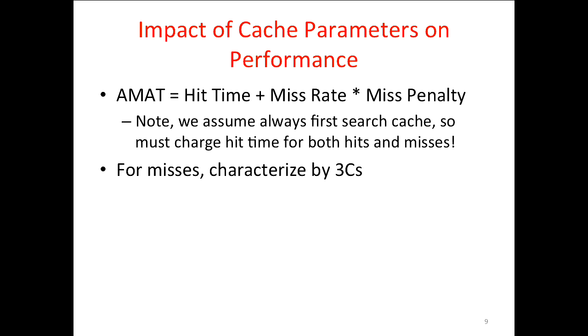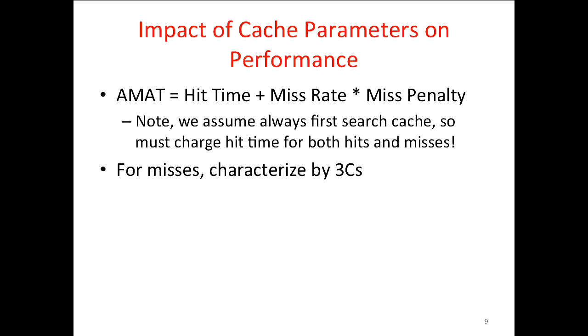Well, the reason is, like we talked about last time in lecture, you always search the cache first. So you always pay the hit time to figure out, do I get a hit or a miss? So the miss penalty is added on top of that. And the miss rate is how often do I get this additional penalty because I got a miss. So view it as the hit time is the base cost that you always pay. The miss penalty is the additional cost that's only if you get a miss. And the miss rate tells you how often you're going to pay that penalty, whether it's in cycles or nanoseconds or whatever.